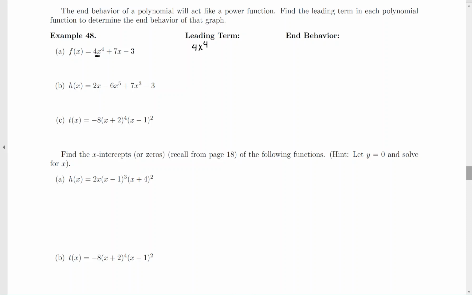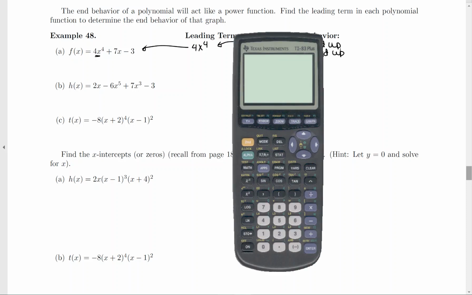The end behavior of 4x to the fourth is the same as the end behavior of my polynomial f of x. So the leading term, 4x to the fourth, tells me that the left end is up and the right end is up. So if that's true for 4x to the fourth, then it's also true for that polynomial there. And you can test that out.